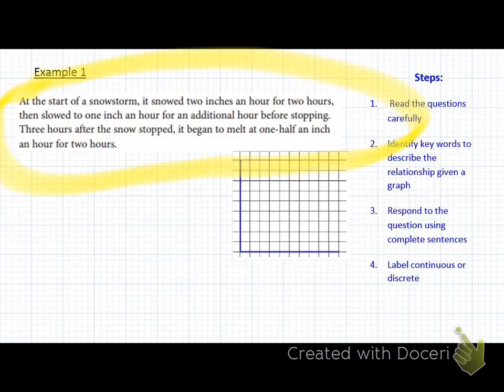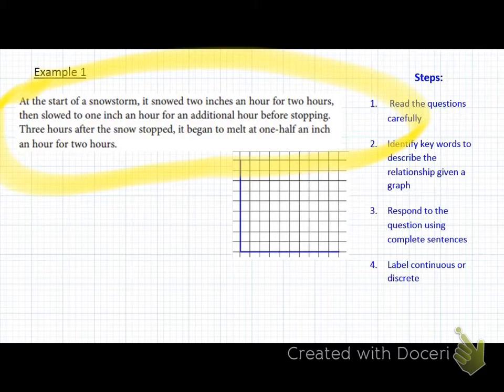Okay. Here we go. At the start of a snowstorm, it snowed 2 inches an hour for 2 hours. Then slowed to 1 inch an hour for an additional hour before stopping. 3 hours after the snow stopped, it began to melt at 1/2 an inch an hour for 2 hours.